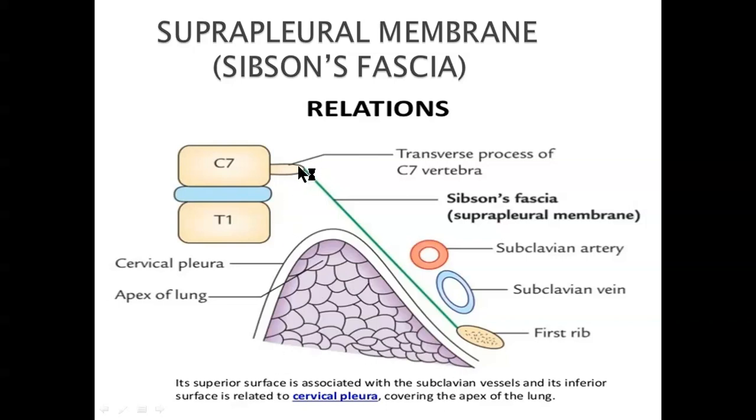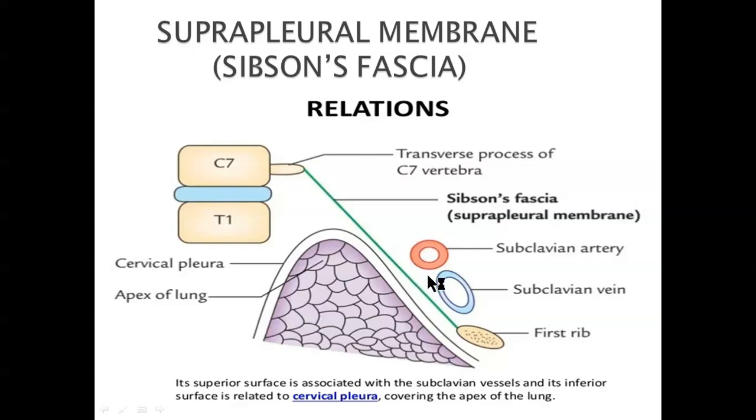Its insertion over here we can see in the transverse process of the C7, and it continues down till your first rib. So it covers the anterior part of your apex. Here is the apex, here is the cervical pleura, so it's in front of the cervical pleura. But the point to be noted is that it is just in the apical area of the lungs.